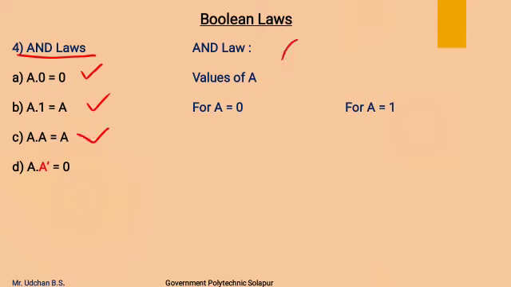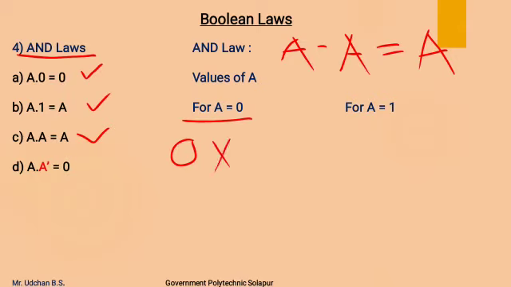Now we will see that also again. A into a will give you a. Again we will consider two values of a, that is 0 and 1. For a equal to 0, put the value of a in this equation, that is 0 into 0 will give you 0, which is nothing but the value of a.